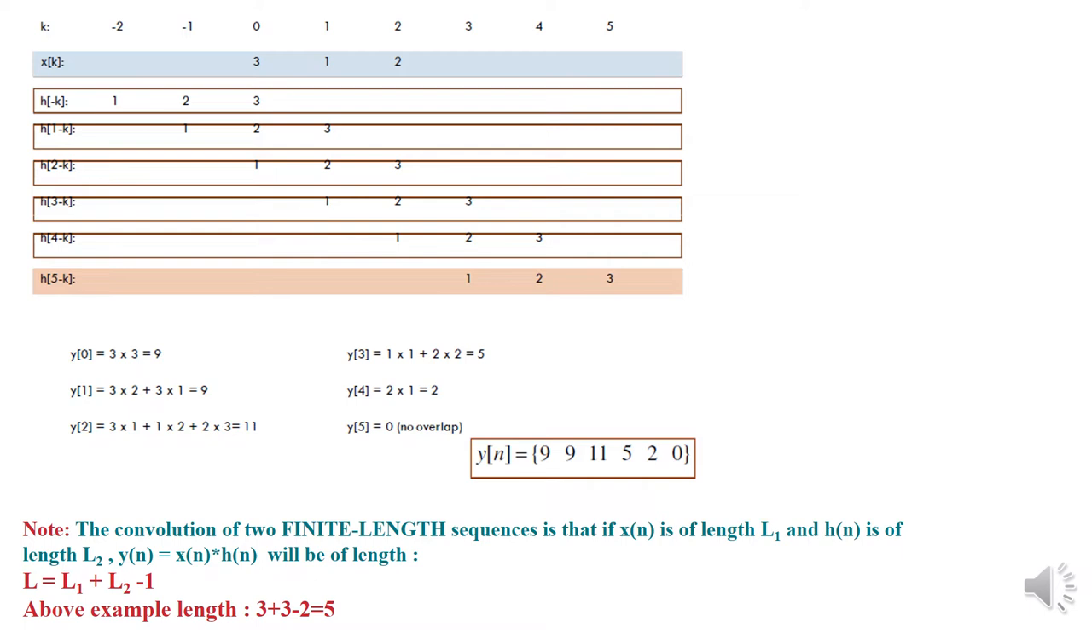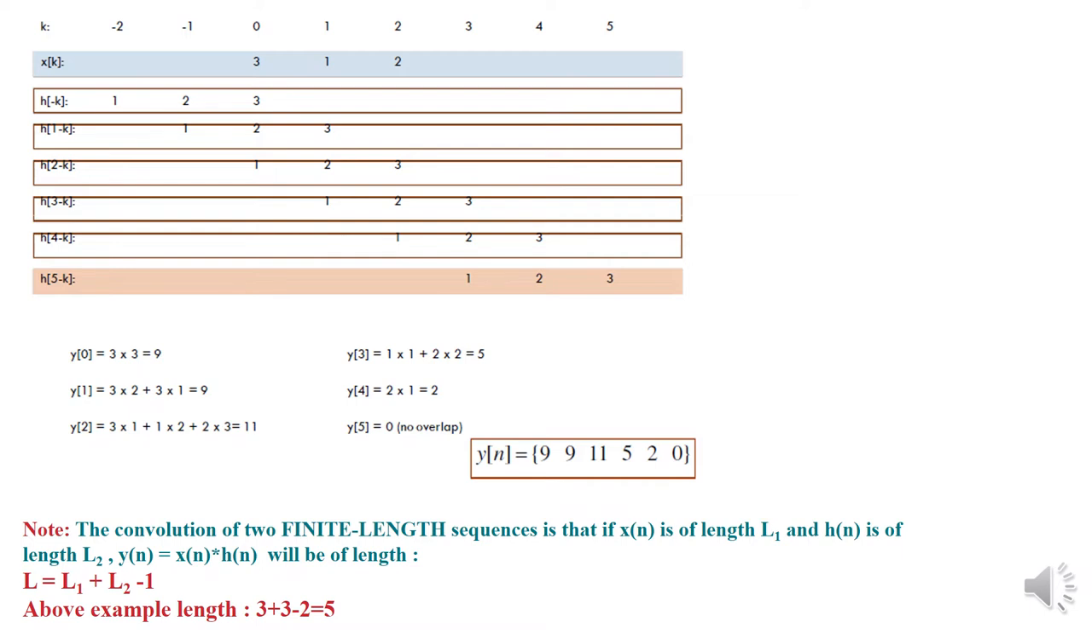Here you can see the convolution of two finite length sequences, xn and hn. If we take the length of xn as L1 and hn as L2, the length of yn can be found as given below. Capital L, which is the length of yn, is equal to L1 plus L2.